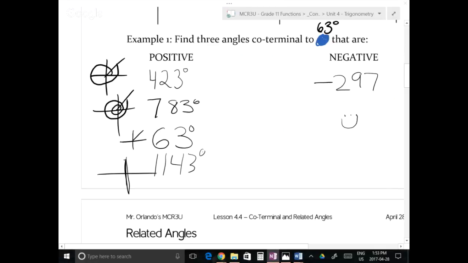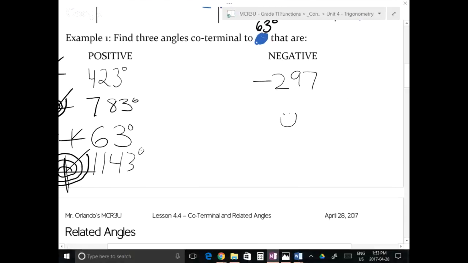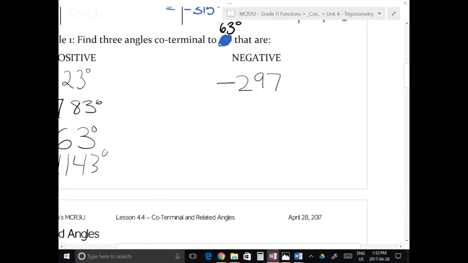Yes, very good. So if you were a snowboarder who also loved math, you could be like, sick, 1143, bro. And there you go. And you'd know that that's going 3 times around and then 63 degrees more. Figure skaters can do that. So there we go. What about negative 297?